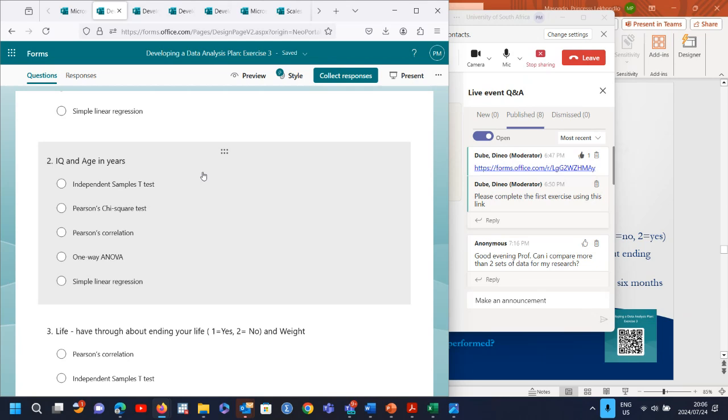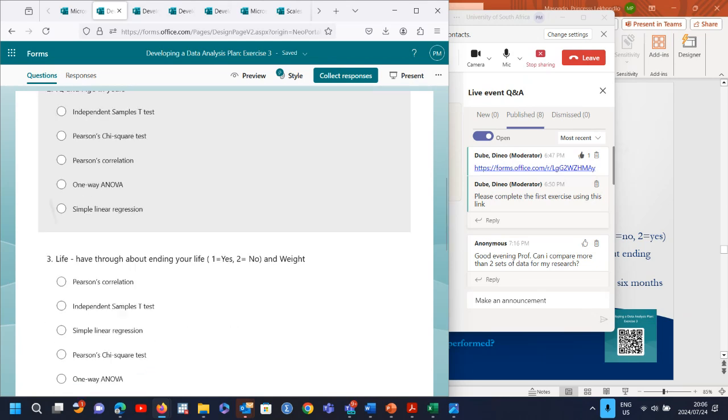Then here you have IQ and age, and they are both numeric. So that's what is important here. The exercise is for you to be able to identify what is the scale of measurement of the variable. They are both numeric. Then if you want to see the relationship between them, it's going to be a correlation, and you can do a Pearson's correlation.